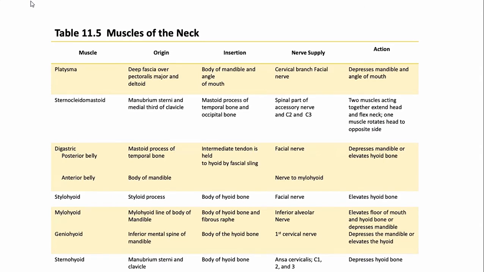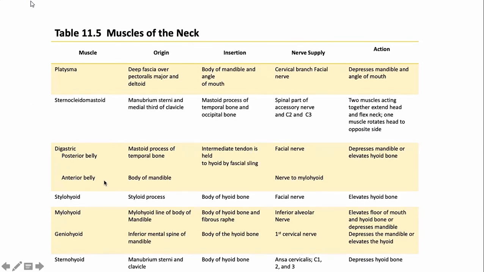The digastric, the stylohyoid, the mylohyoid, and the geniohyoid are the suprahyoid group of muscles. The posterior belly of the digastric originates from the mastoid process of the temporal bone. It is inserted into an intermediate tendon, which is held to the hyoid bone by a fascial sling. The nerve supply is from the facial nerve. The action of the muscle: it depresses the mandible if the larynx is fixed, or it elevates the hyoid bone if the mandible is fixed.